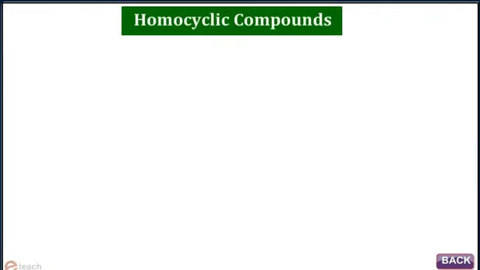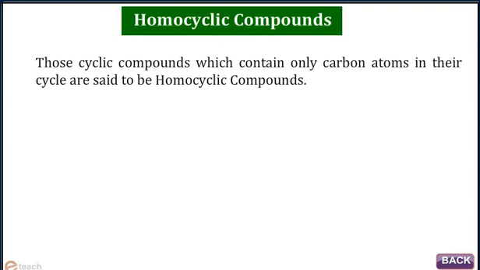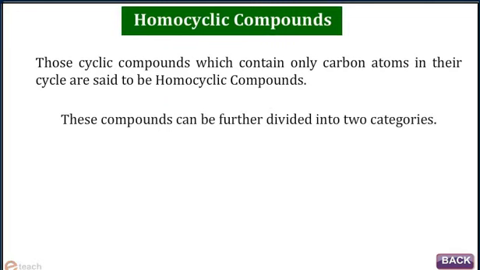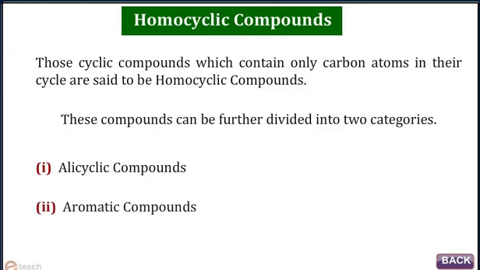Homocyclic compounds. Those cyclic compounds which contain only carbon atoms in their cycle are said to be homocyclic compounds. These compounds can be further divided into two categories. The first one is alicyclic compounds. The second one is aromatic compounds.